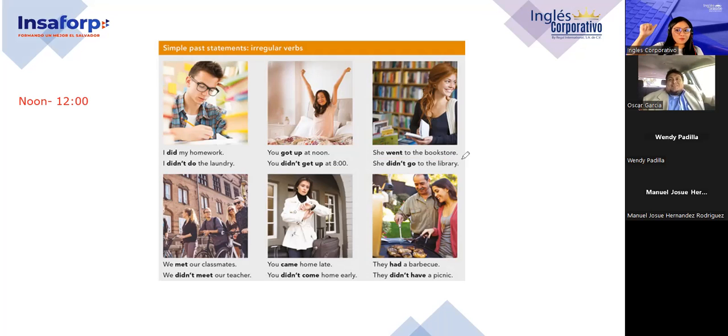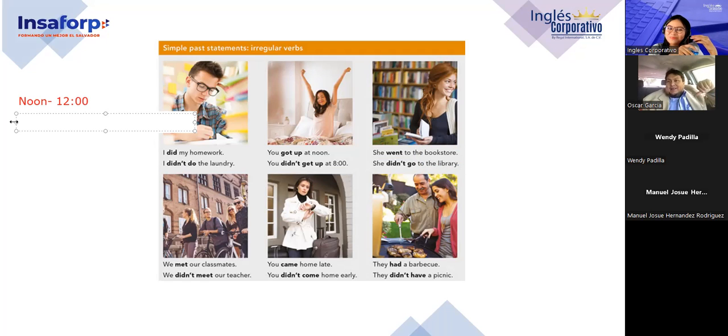She went to the bookstore. She didn't go to the library, no, because she went to the bookstore. ¿Se acuerdan esta diferencia? Bookstore and library. ¿Cuál es cuál? Tradúzcanla. Library and bookstore. Repasemos ese vocabulario. Bookstore es tienda de libros.